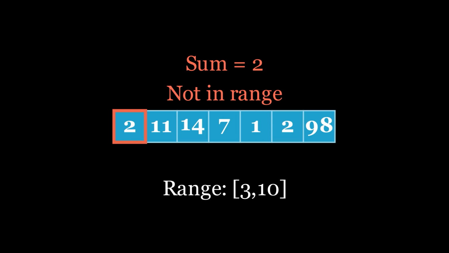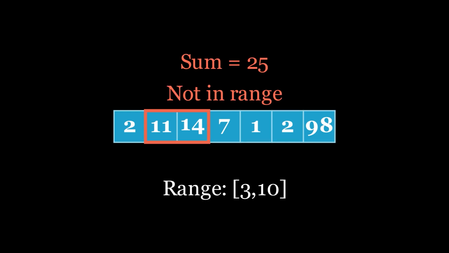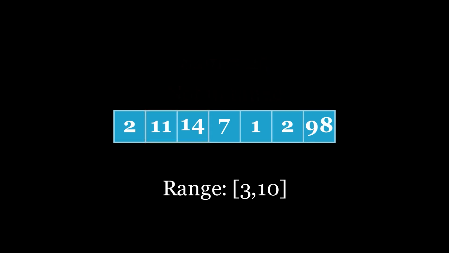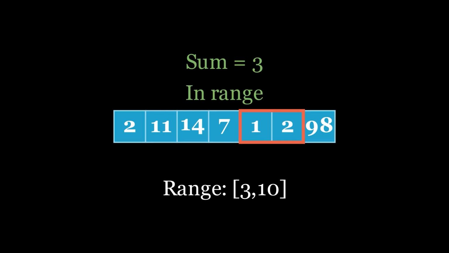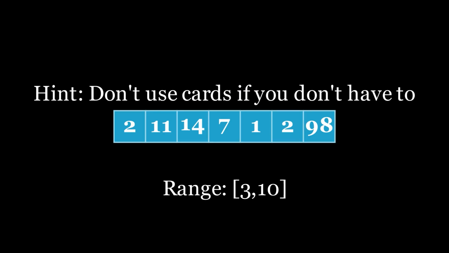In this example, our range is between 3 and 10. We can take 1 card off the top of the deck and the sum is equal to 2, which is not in our range, so we lose the game. Then we can take the next 2 cards off the deck, and their sum is equal to 25, which is also not in our range, so we lose the game again. Take the top card off the deck, which is equal to 7, which is in our range, so we gain a point. Then we take the next 2 cards off of the deck, which sum to 3, which gets us another point. Finally, we take the last card, which is equal to 98, which is out of our range. So in total, we won 2 games, which is the most we can win in total.